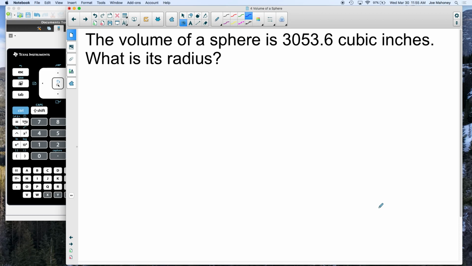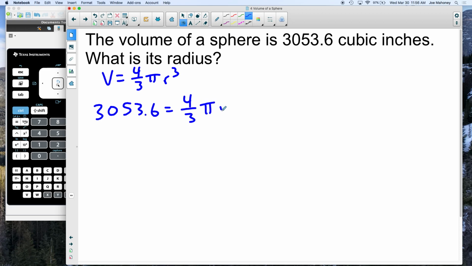All right. So I'm going to use my volume formula. V equals 4/3 pi r cubed. Now I know my volume, so I'm going to plug in 3053.6 equals 4/3 pi r cubed. And we're going to solve for r now. So let's do some undoing of this equation. On the right side, I see divide by 3. So on the left side, I'm going to multiply by 3.